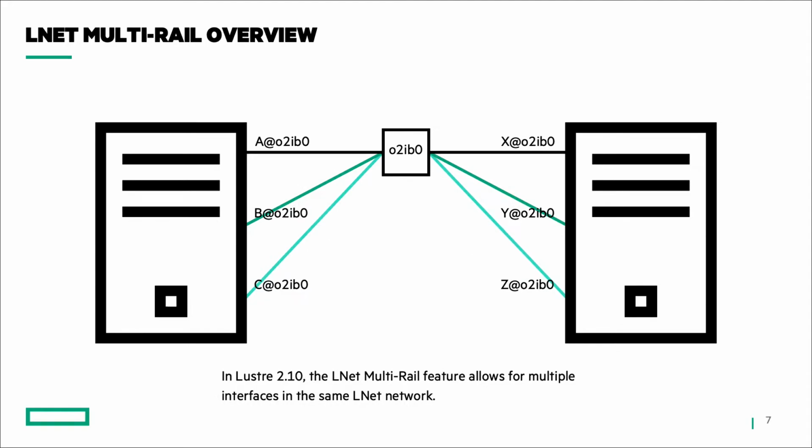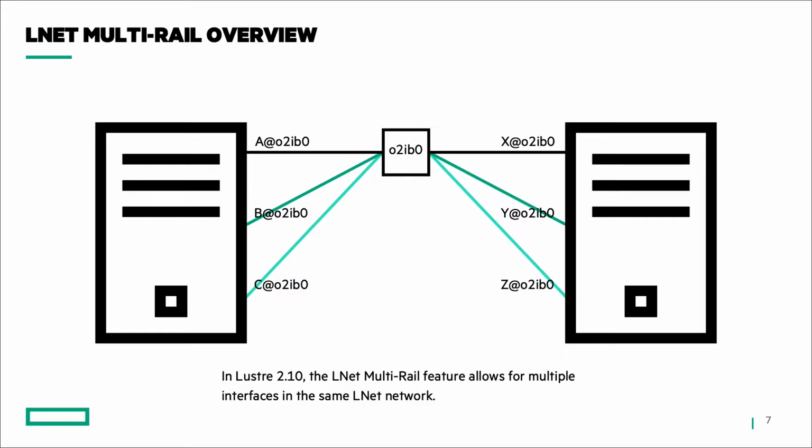With that background, in comes the LNet multi-rail feature, which allows multiple interfaces on the same LNet network, and it allows multiple LNet endpoints, or NIDs, to be associated with a single peer. So the complexity of the configuration goes way down, and LNet now has all the information it needs to fully leverage available network capacity. The one thing that is missing is changes to the API to allow users of LNet, namely Lustre, to take advantage of the multi-rail feature.